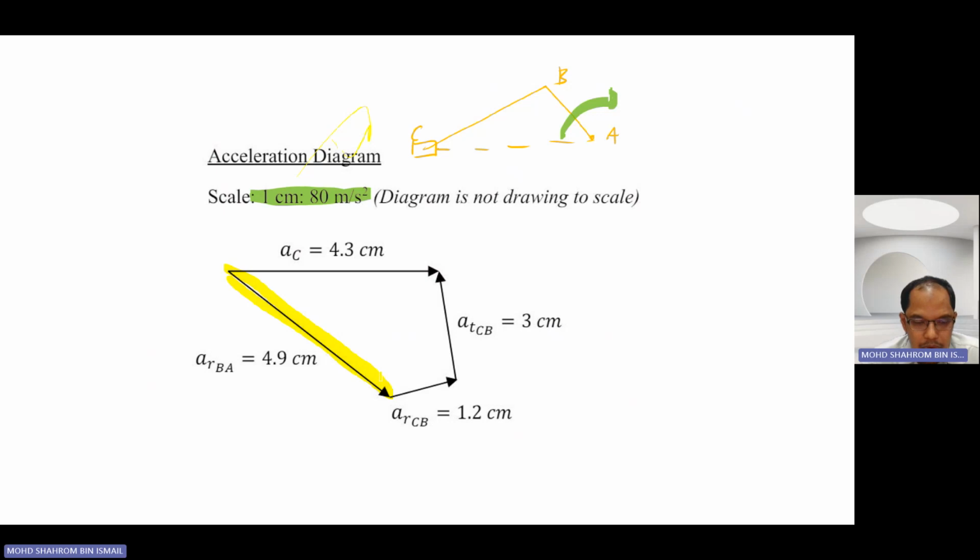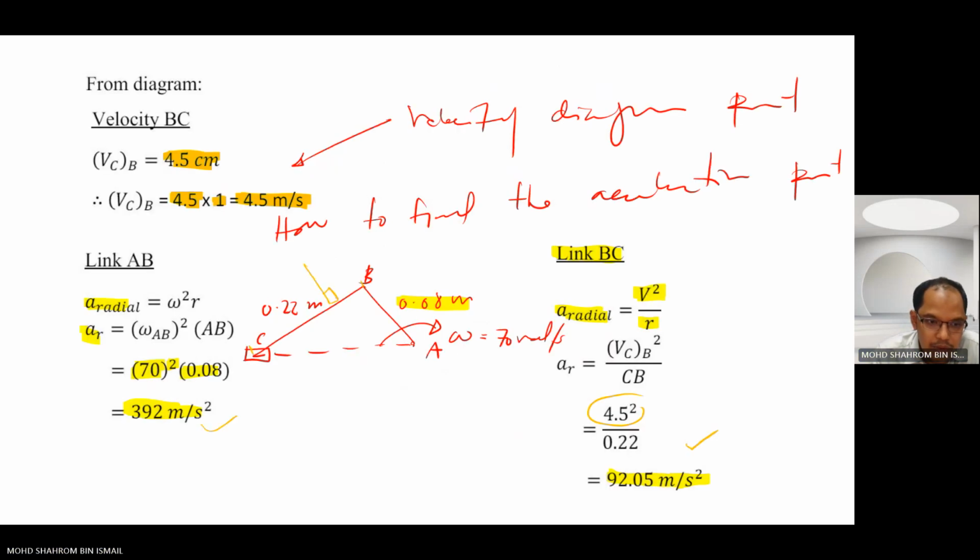We're going to draw the line parallel to the initial link, BA. For the acceleration diagram, the line is supposed to be parallel. And what is the magnitude, or the measurement, of the line? The measurement of the line is supposed to be 4.9 centimeter. This is where you get it.